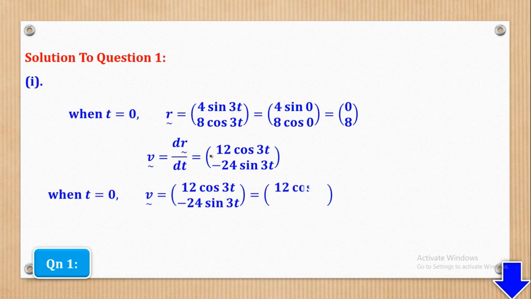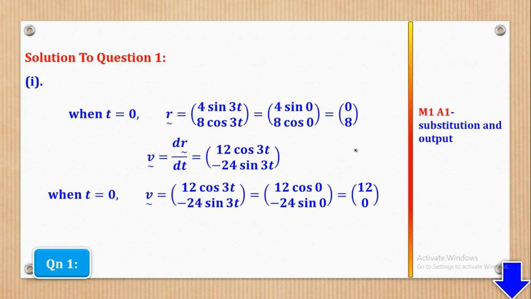So now that I've differentiated, I'll substitute when t is equal to 0, substitute for t here and here. So when I substitute, I come up with 12 cos 0 and negative 24 sine 0. Remember, cos 0 is equal to 1, so 1 times 12 gives me 12. Then sine 0 is equal to 0, so 0 times negative 24 gives me 0. So in the end, I come up with 12, 0.